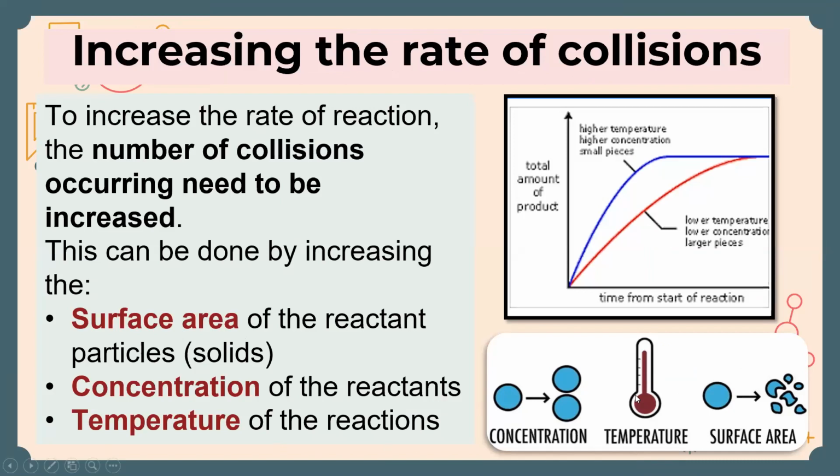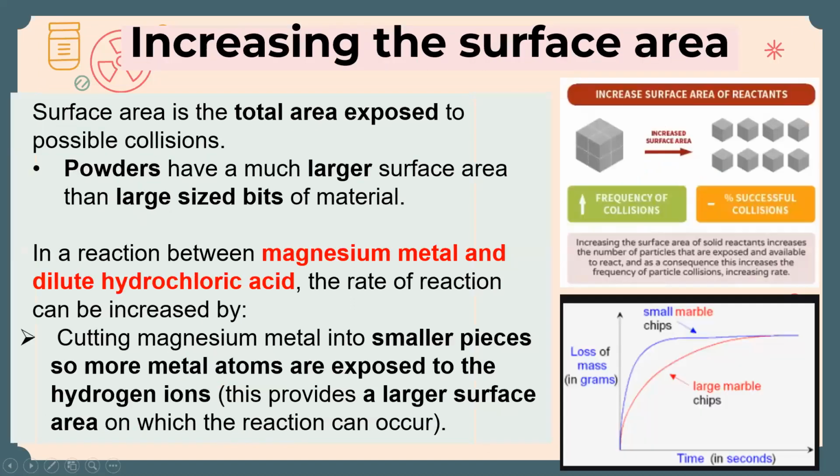Concentration of reactants means that we are increasing the overall concentration or the strength of the reactants involved. And temperature: usually as we increase the temperature of that particular chemical reaction, the reactants within that reaction will start to gain kinetic energy, and they will start to move faster, and that will increase the rate of reactions by increasing the rate of collisions. They'll start to collide more rapidly with one another.